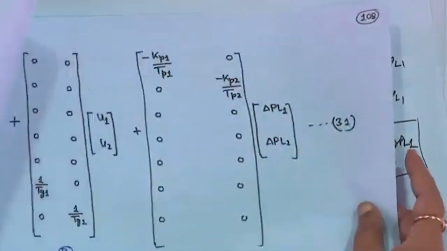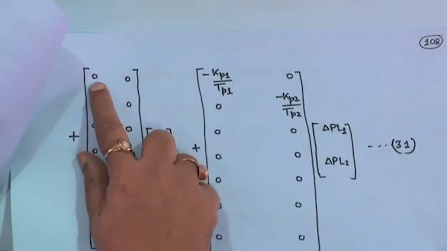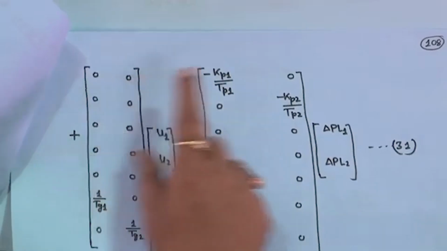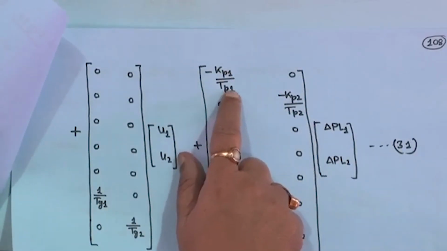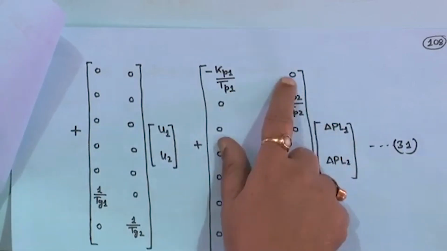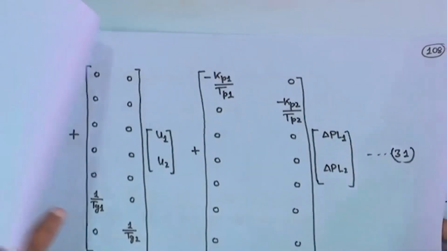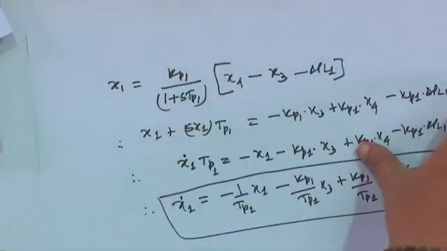U is not involved. So here, in the first row, it is 0 0 and the first one is delta PL1 with minus Kp1 upon Tp1, first equation into delta PL1, second is not there, so it is 0. This is the first equation. Similarly, if you take the second one, you will not be confused with anything, you can easily make it on your own.